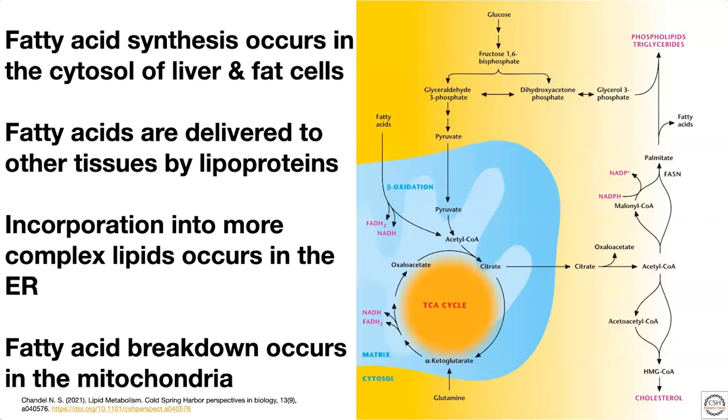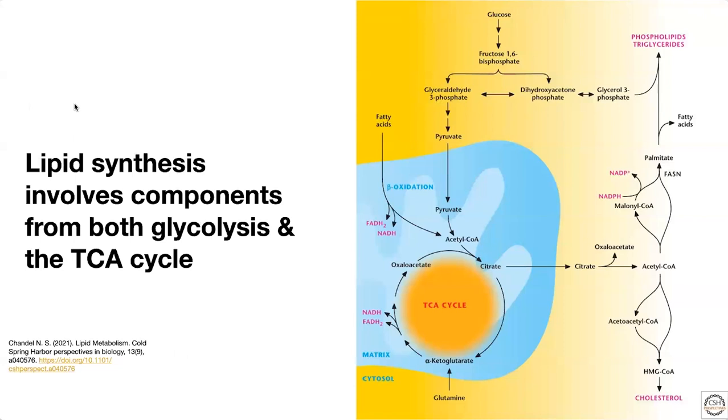incorporate them into more complex lipids, which occurs in the ER, or the endoplasmic reticulum. That's where we're going. Let's start, though, with just talking about this lipid synthesis. What do we need to do to make a lipid?